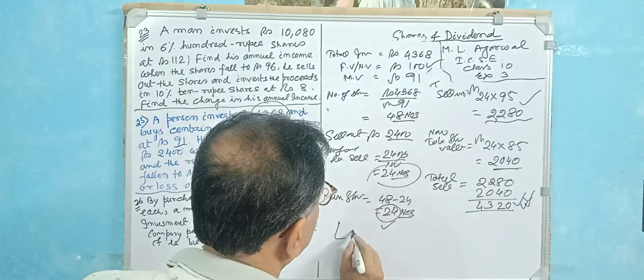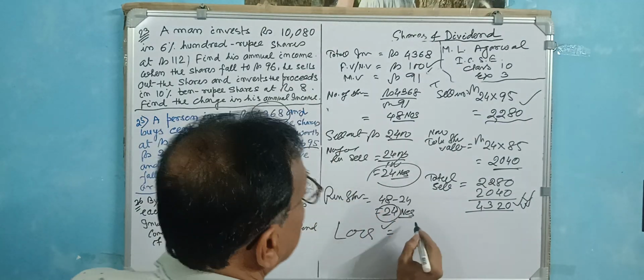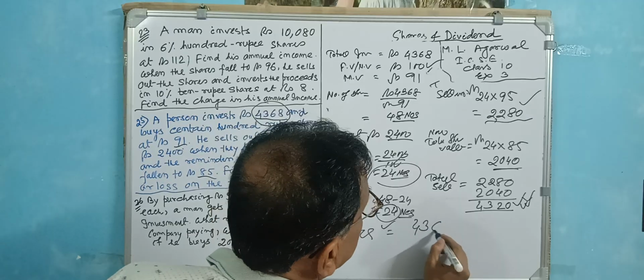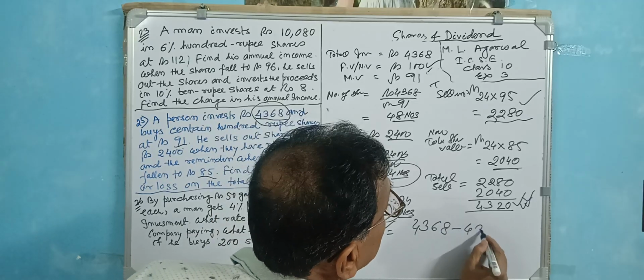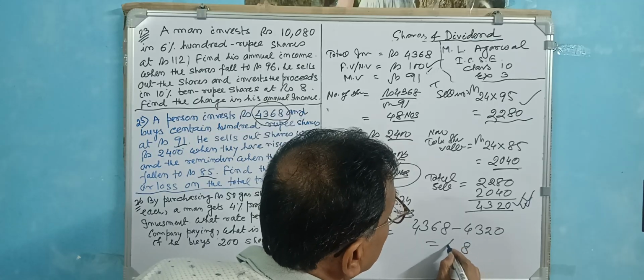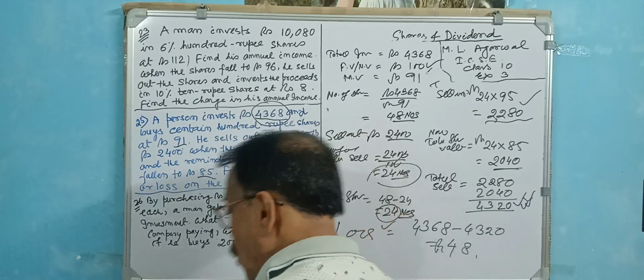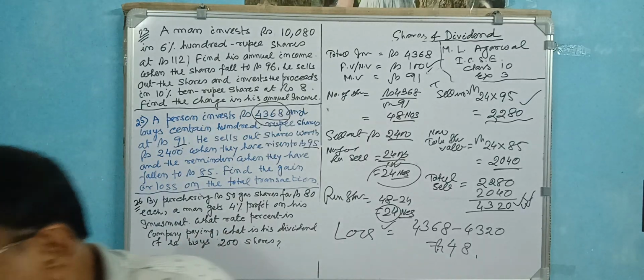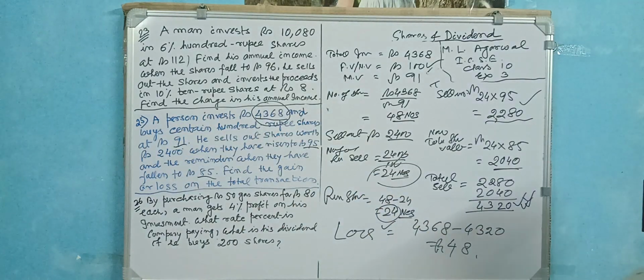So, loss is 4368 minus 4320. What is the loss? This is 8, this is 2. Rupees 48 is actually the loss.